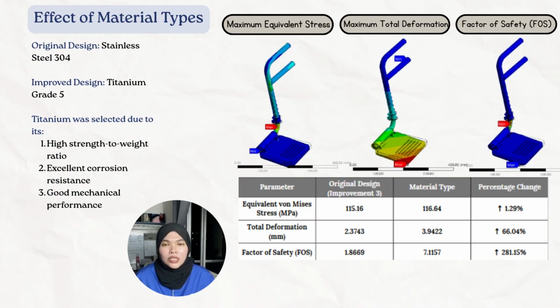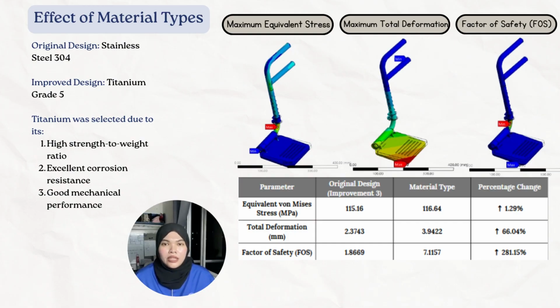This shows that the stress distribution remained almost the same. Next, the total deformation increased from 2.3743 mm to 3.9422 mm, an increase of 66.04%. This is because titanium grade 5 has a lower Young's modulus than stainless steel 304, making it less stiff and allowing more deformation under the same load.